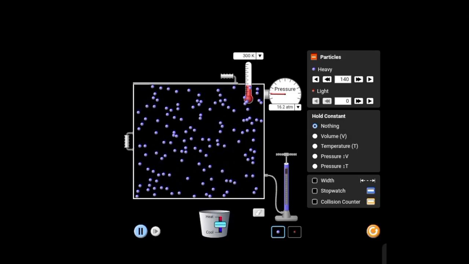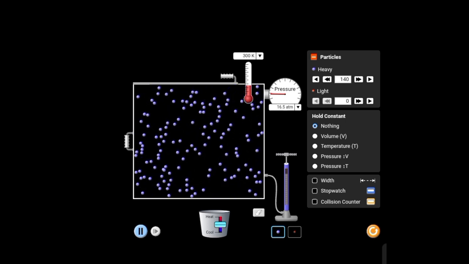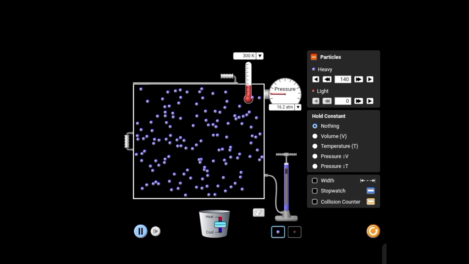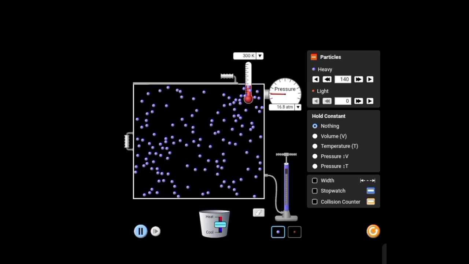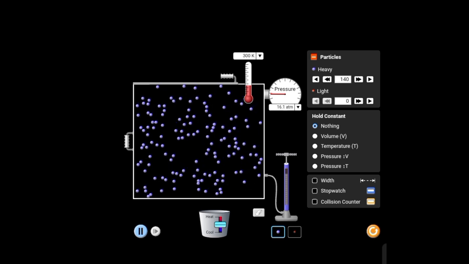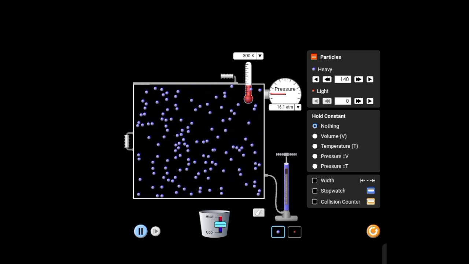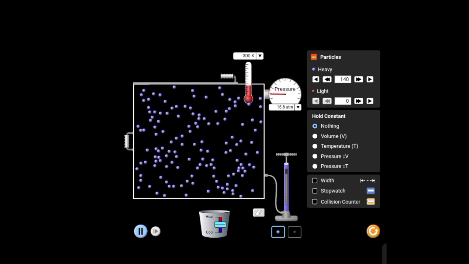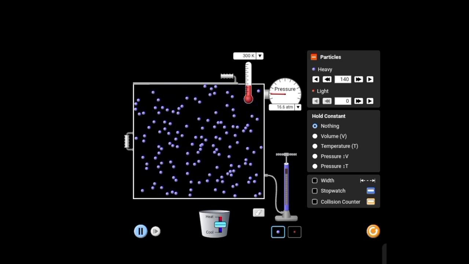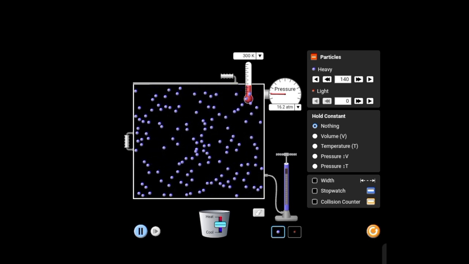Now, we have already opened the Gas Properties simulation. In this simulation, we can adjust several factors including the number of gas particles, the temperature, and the volume of the container. Now notice the container on the left side. We'll begin with the default settings, but feel free to follow along.